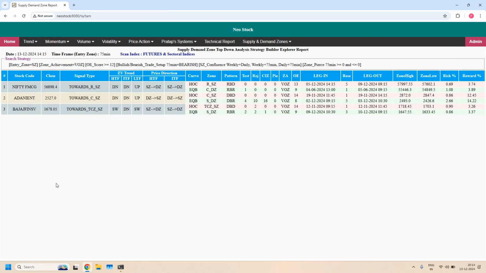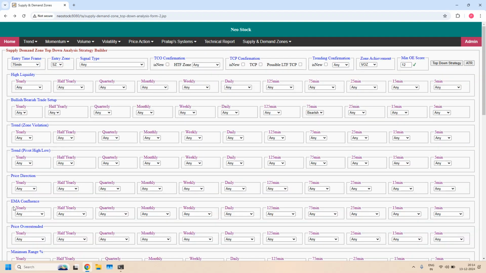In these 3 stocks, these 75 minute supply zones are part of the daily supply zones. Both together are again part of the weekly supply zone. And weekly trend is down for 2 stocks, but not the third one. So for the first 2 stocks, if any of them have weekly EMA confluence, they are even more high probability trade setup supported stocks. Let us verify.